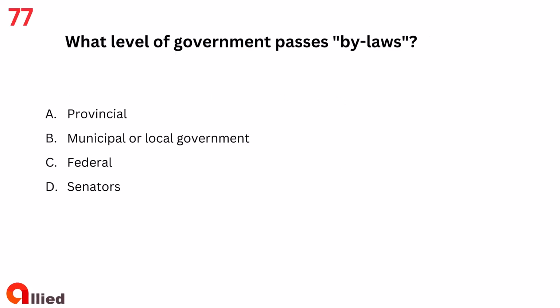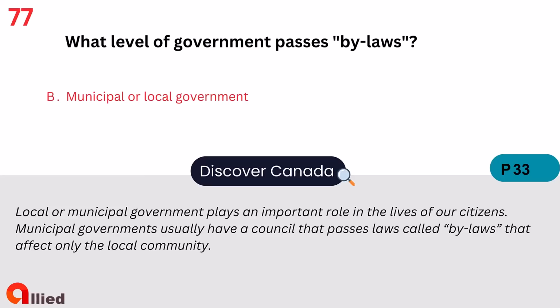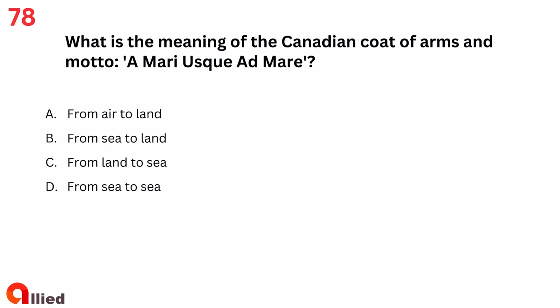Question 77. What level of government passes bylaws? A. Provincial. B. Municipal or local government. C. Federal. D. Senators. The answer is B. Municipal or local government.